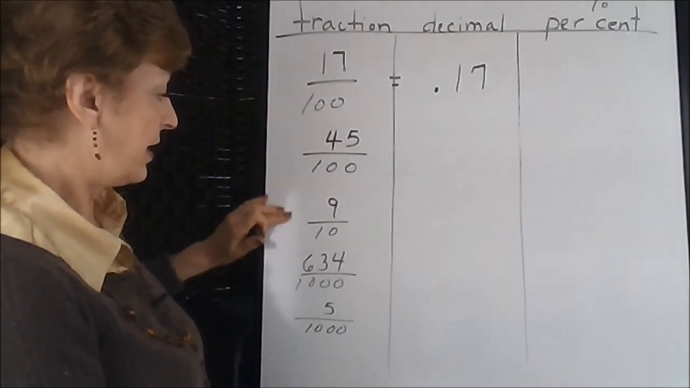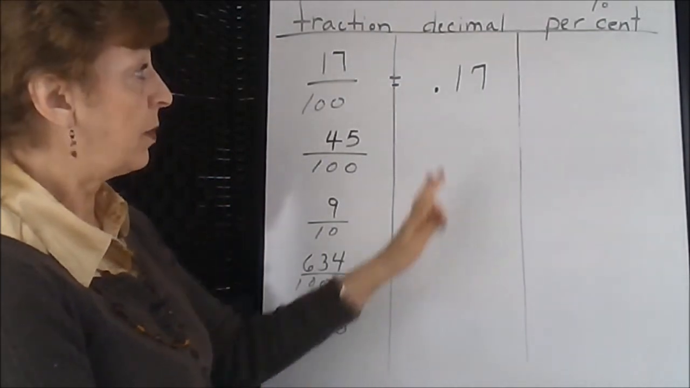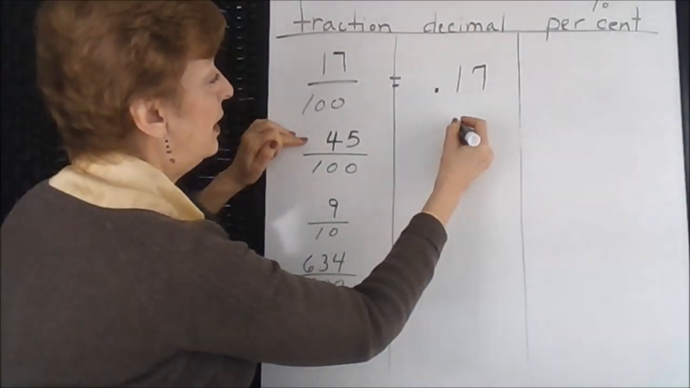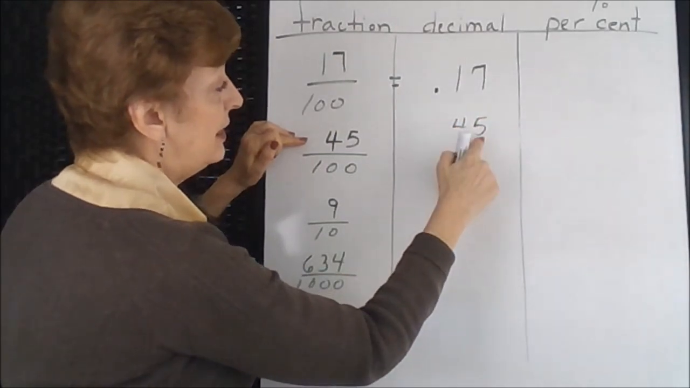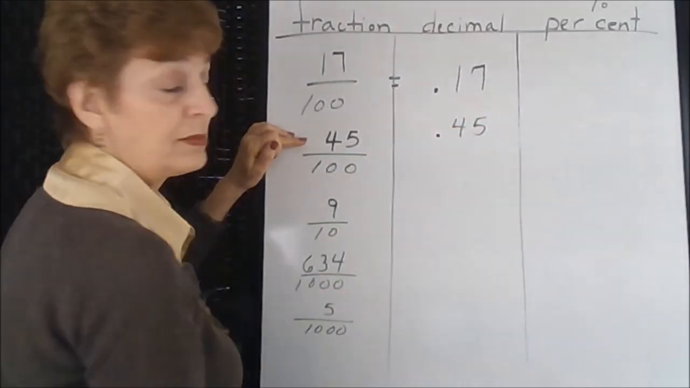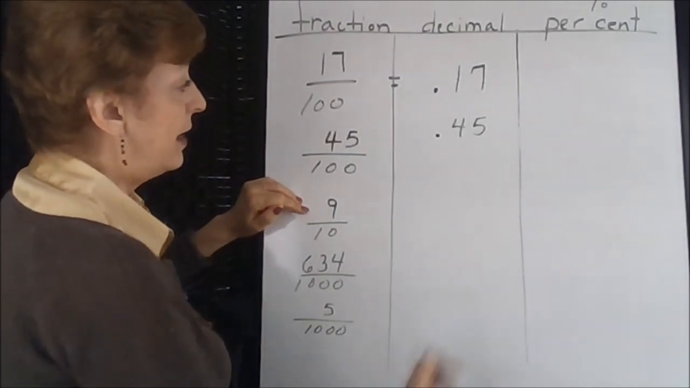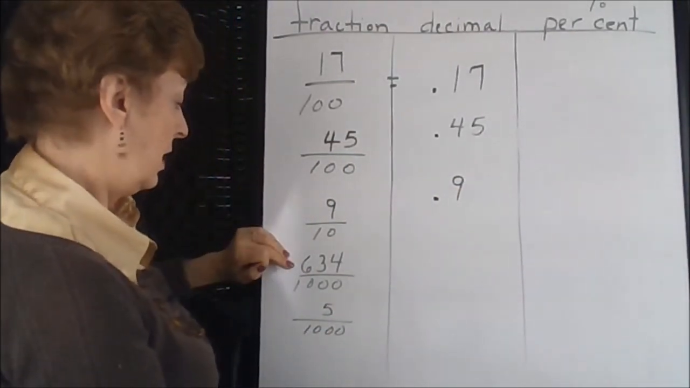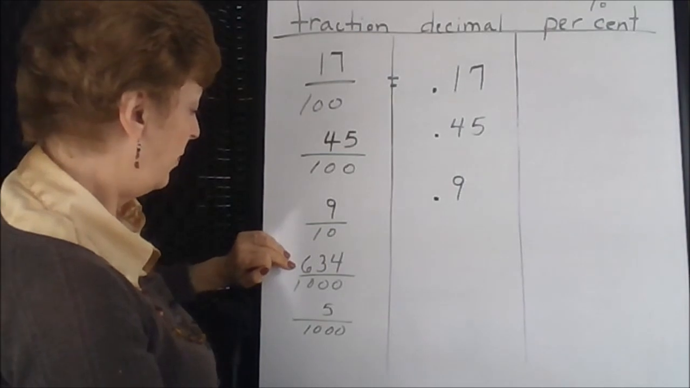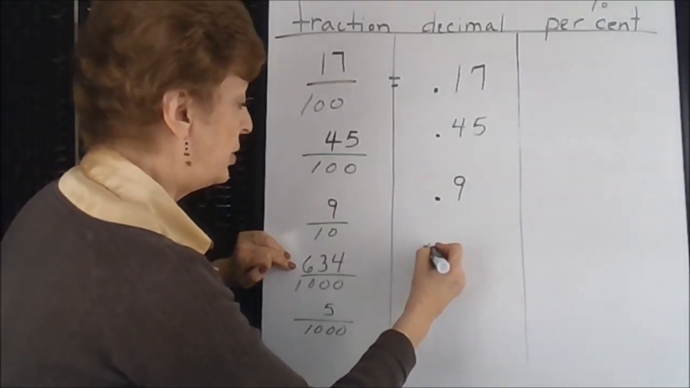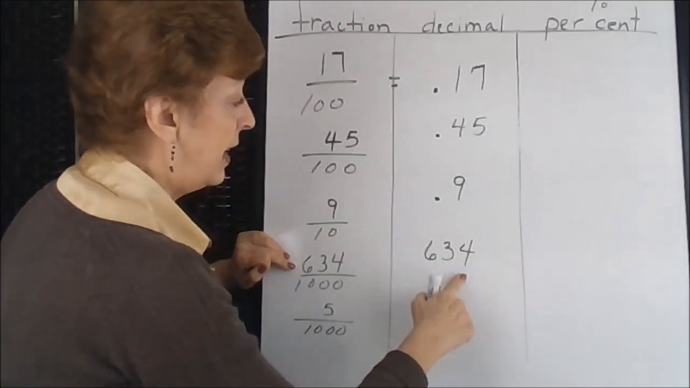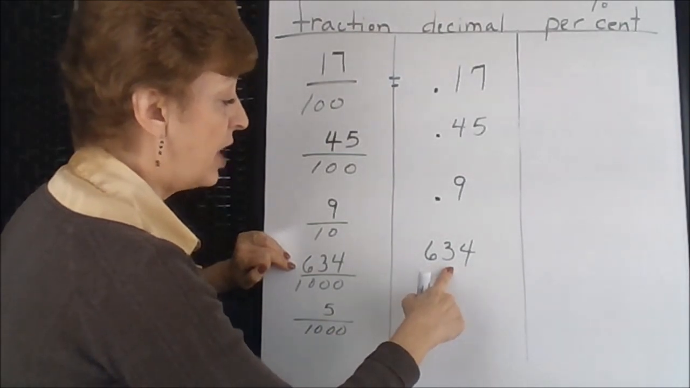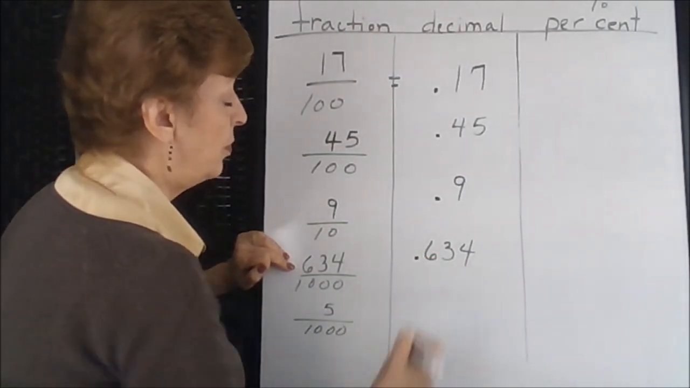All of these fractions have denominators where we actually have a place value on our place value chart. So 45 hundredths would be 45 with the 5 ending in the hundredths column, and we show that with a decimal point. 9 tenths would be 9 in the tenths column. For 634 thousandths, we would have to be sure that the 4 ended up in the thousandths position, and we do. Here's our hundredths, here's our tenths, and that's where the decimal point goes.